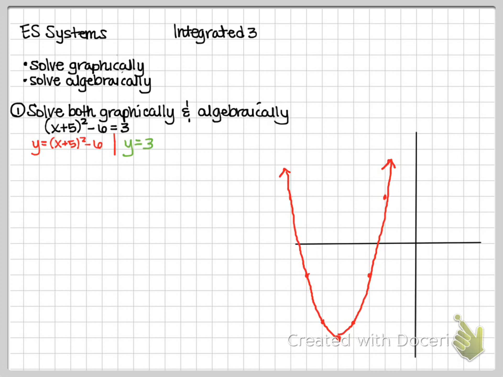Now I know y equals 3 is a horizontal line, so I would go to where y equals 3 on the y-axis, and I'm going to draw a horizontal line all the way through and across. Now if I take a look at this, I'm trying to use this graph to figure out what the solutions are, which really is going to be the points of intersection. So I see these two locations.